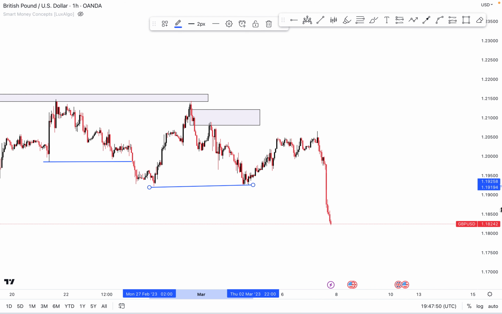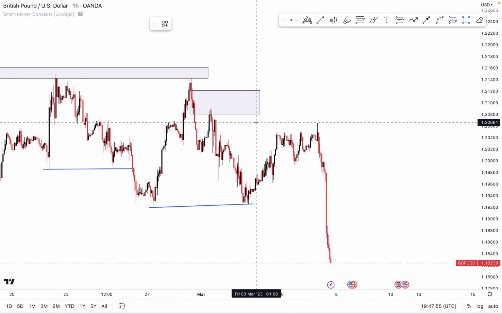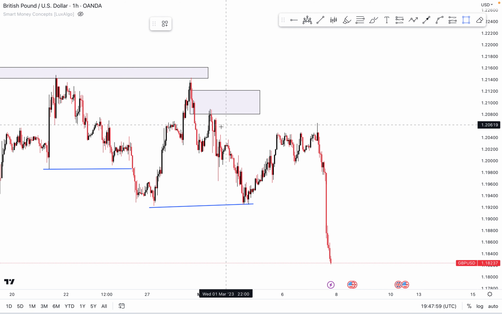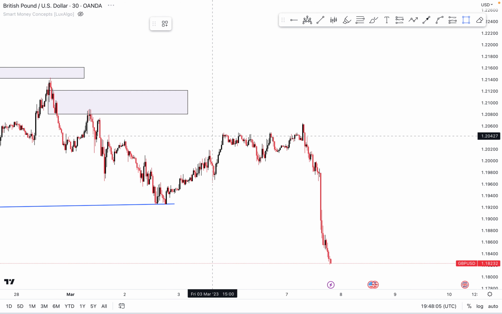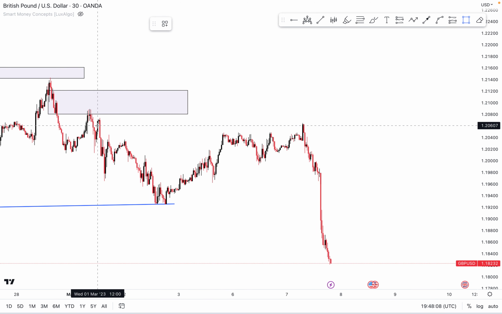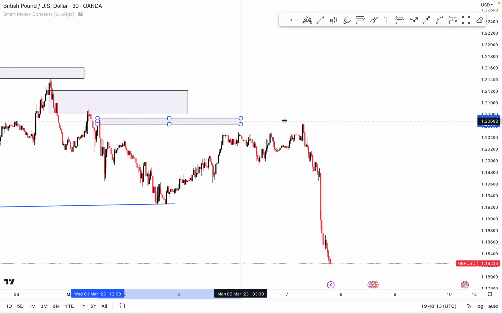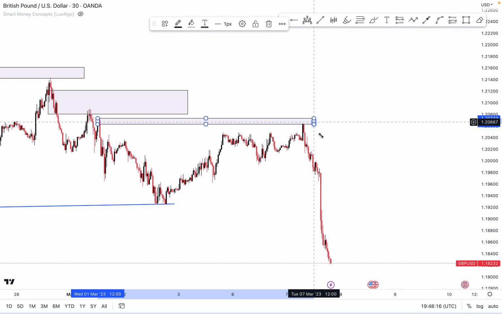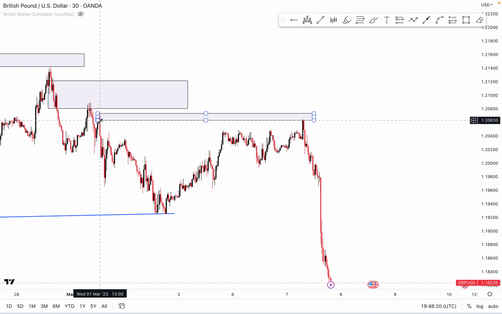What am I looking for? Unmitigated zones in the market. Here, there is no unmitigated zone left to the supply during the 1 hour time frame. So I scale to 30 minutes. This is me now. I've seen a gap, an imbalance here, and this is the trade we took this morning that gave us a lot of pips. So I saw this unmitigated supply.